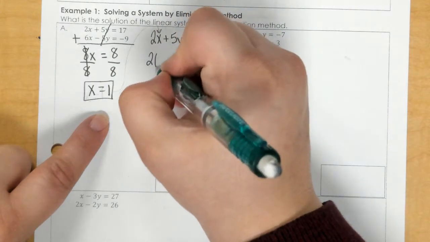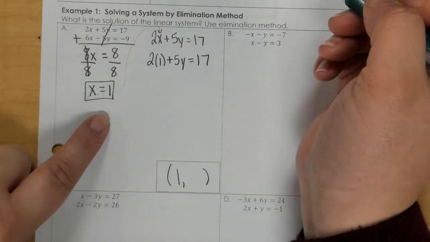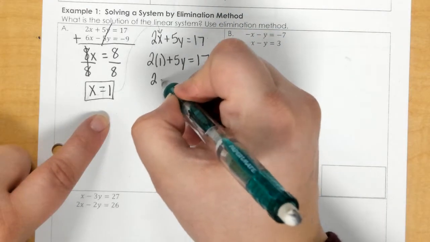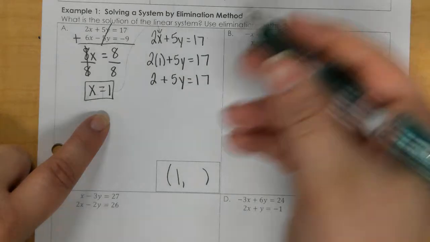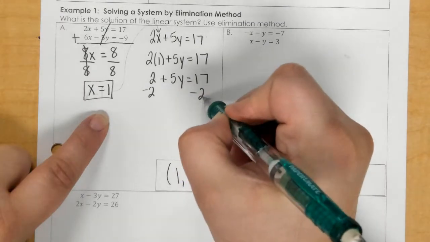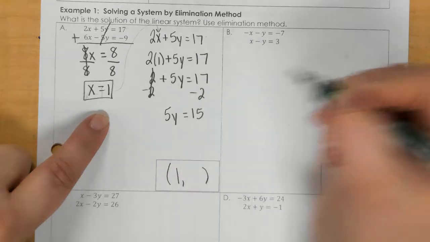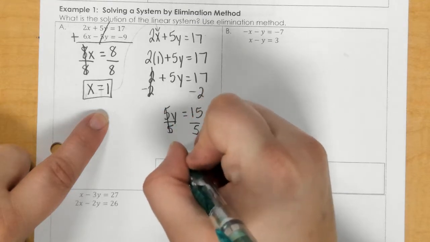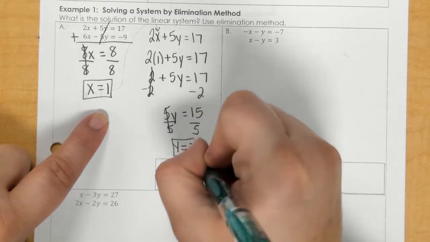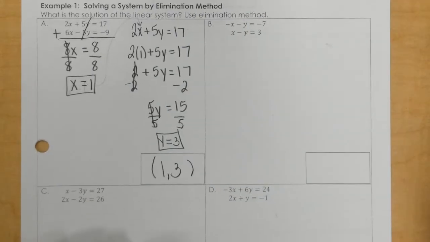So 2 times 1 plus 5y equals 17. So this becomes 2 if I multiply. Then I want to subtract the 2, and 5y equals 15. If I divide by 5, y is 3. So that's my solution, 1, 3.